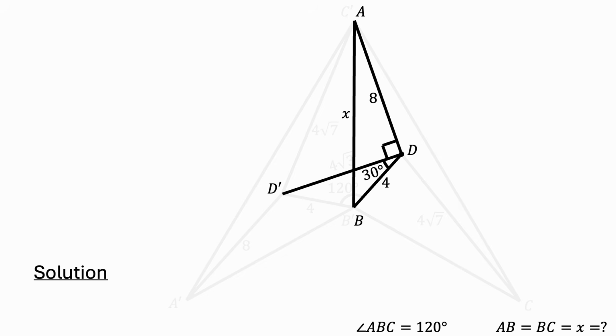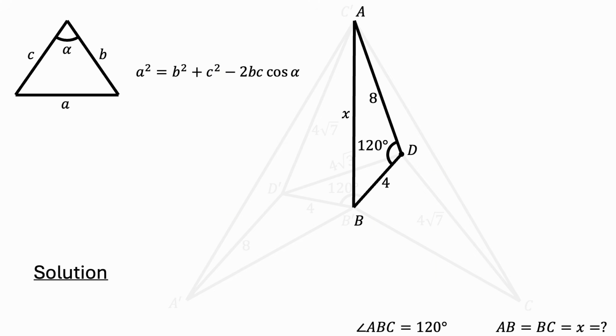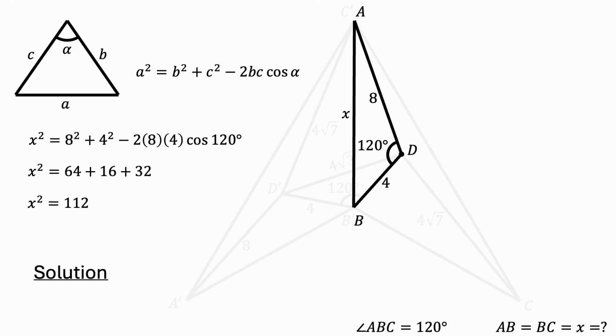Finally, consider triangle ABD. Angle BDA equals 90 degrees plus 30 degrees, which equals 120 degrees. Now, apply the law of cosines. This gives us x squared equals 8 squared plus 4 squared minus 2 times 8 times 4 cosine 120 degrees, or x squared equals 64 plus 16 plus 32. Therefore, x squared equals 112. Taking the square root, we have x equals 4 square root 7, which is the answer.